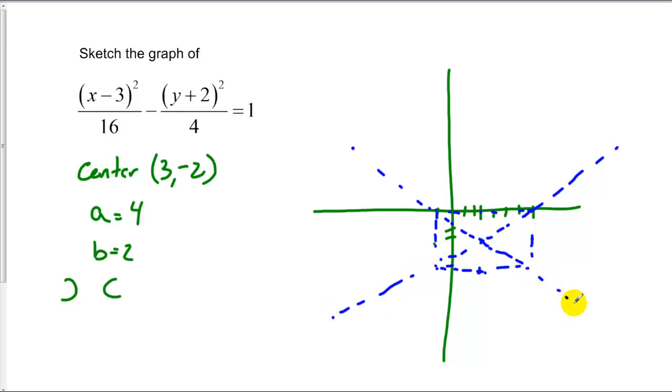And then, using my vertices, and in this case my vertices are on the horizontal axis, I sketch a hyperbola moving left and right and approaching those asymptotes.